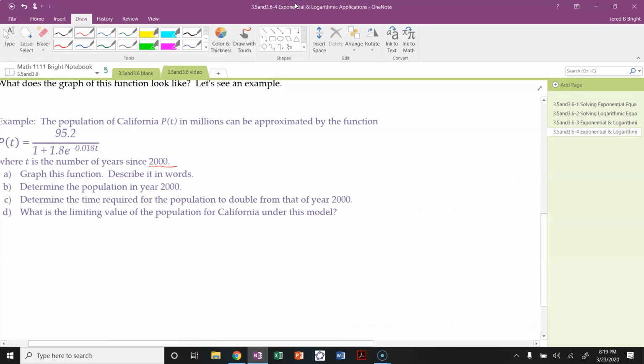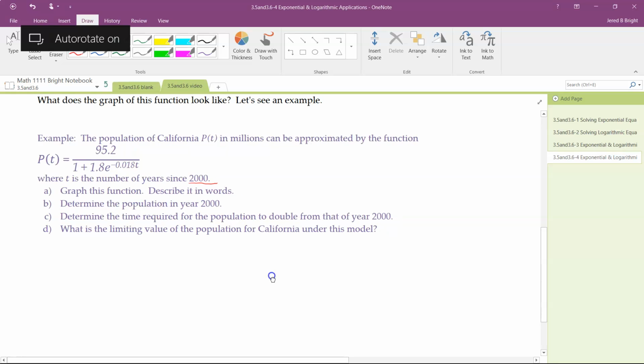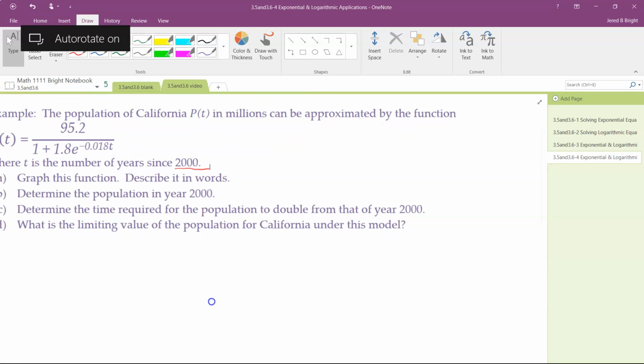So what we would say is it grows kind of steadily until a certain time, and then it levels off. That might be our description for part A. Write it down if you wish. I'm going to move on.